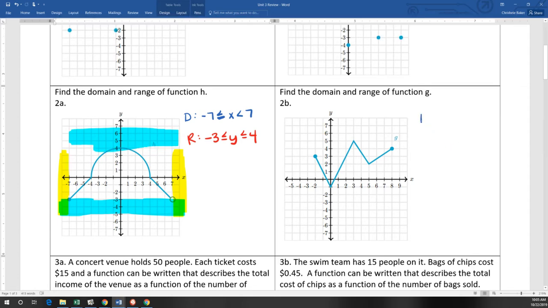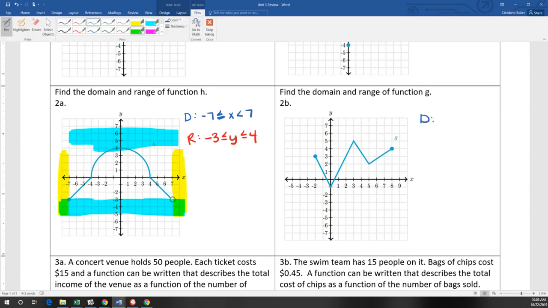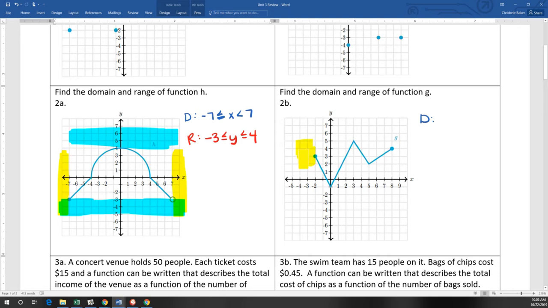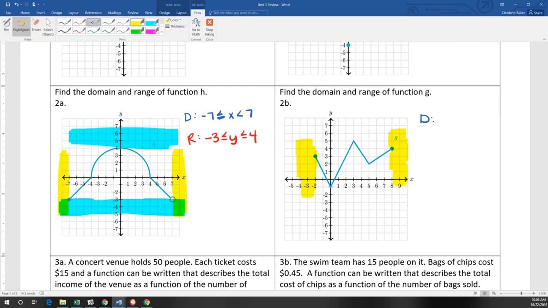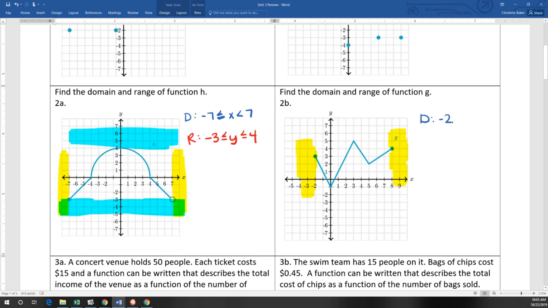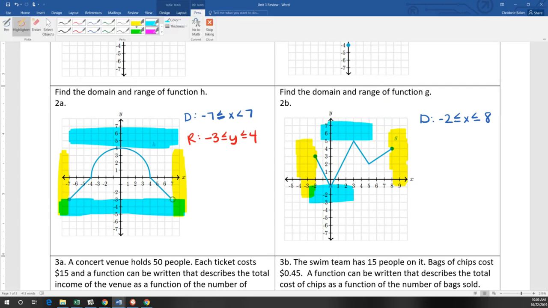Okay, over here, again, least to greatest. So I have -2 as my boundary on the left, and +8 as my boundary on the right. Both closed circles. And then my lowest point is -1, and my highest point is 5.